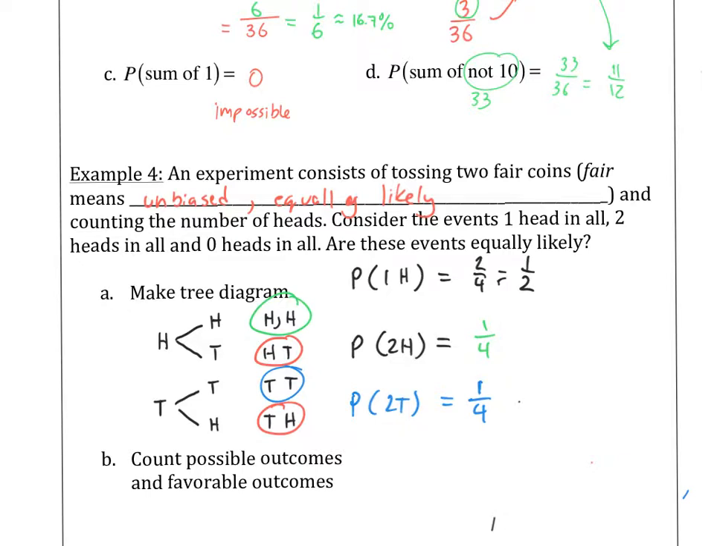So, are these events equally likely? And the answer is no, they're not all equally likely, but these two are equally likely. So I have twice the chance of getting exactly one head, as opposed to flipping 2 heads or 2 tails.